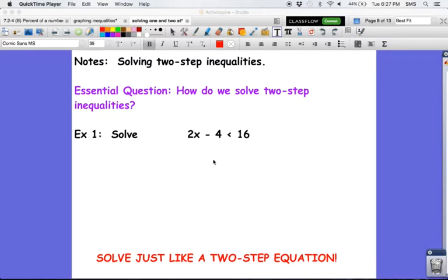Hey guys, G here, and this is a video for solving two-step inequalities. And our essential question is very simple: how do we solve two-step inequalities? And really the answer, you guys, is you solve two-step inequalities the exact same way as you solve two-step equations.